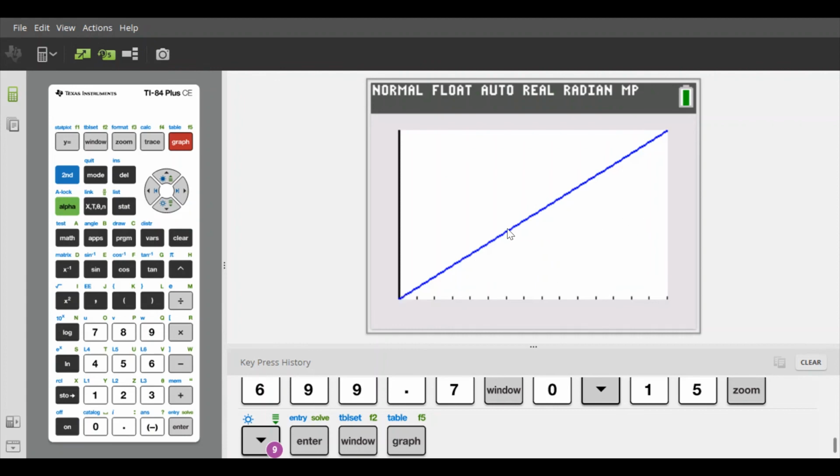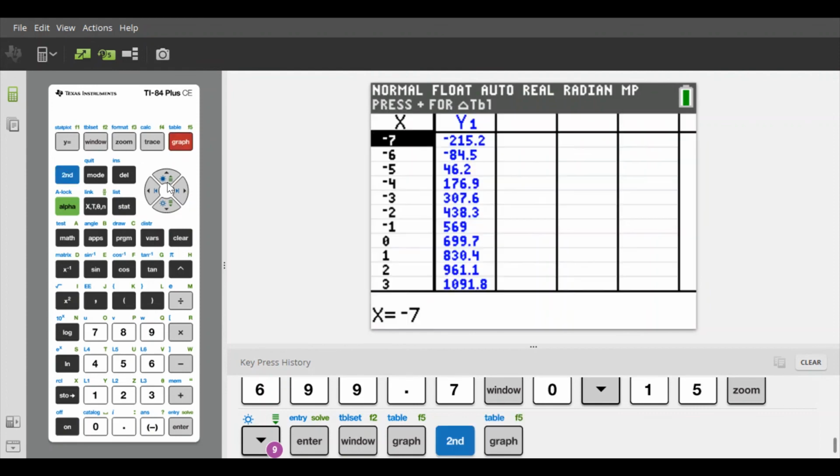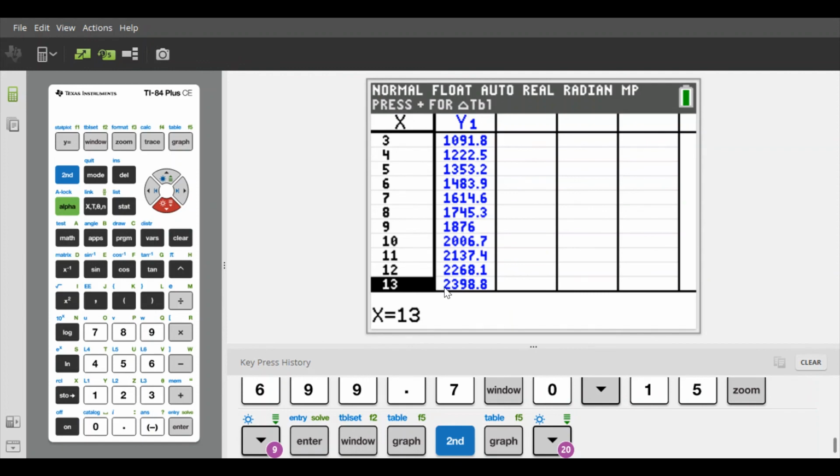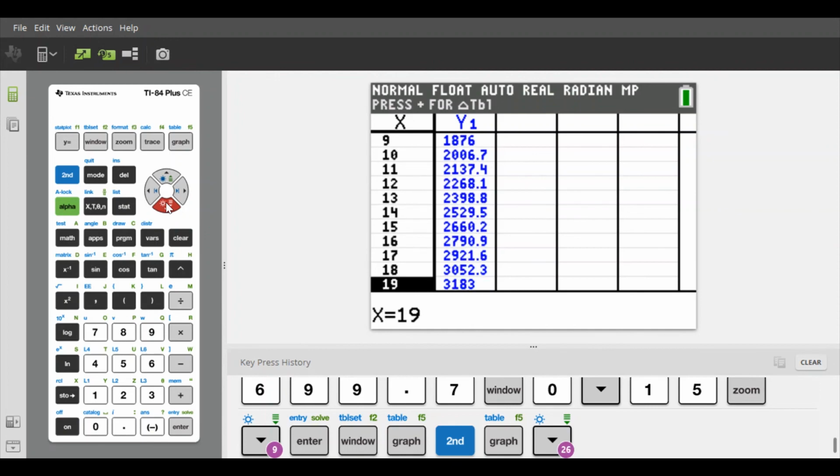Now, for part B, I wanted to know what my y was when my x was 13. So, I could do several things. I could do second table, and I could scroll on over here on my x until I get to 13. And I'll notice that my y value here is 2,398.8. I can do that. That's perfectly fine. And I could do the same thing for the follow-up question when it wanted to know the value for 2029. We determined the x value for it was 19. We could scroll down to 19 and get its value as well, 3,183.